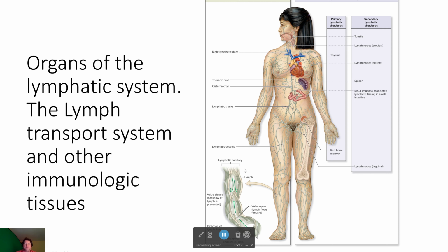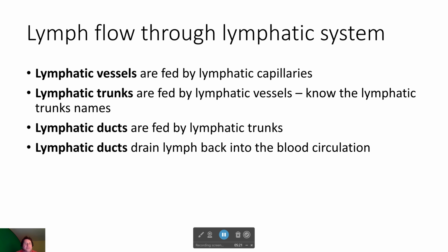So know what the trunks' names are and know the ducts' names. Ducts are fed by lymphatic trunks. Lymphatic ducts drain lymph back into the blood circulation. So they're the last stop, the last vessel of the lymphatic system.